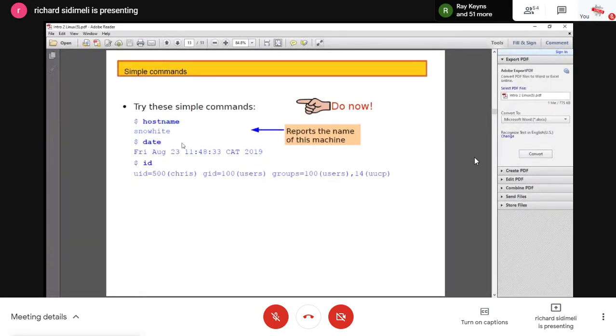Now, there are other commands, like date. What date does is it will give you a listing of what the date is. This was done on a Friday, August 23, 11:48 at that time, and this was in 2019. I will be doing another one in real time next week for you to see.